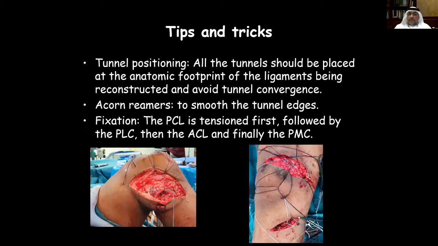Then you have to plan, and you have to know the tunnel position. All the tunnels should be placed in the anatomic footprint of the ligament being reconstructed. And you have to avoid, again, tunnel convergence. Sometimes I use the acorn reamers to smoothen the edge, so when the graft slides in, it is not injured at the time of insertion. And then fixation, as we said, PCL first, then PLC, then ACL, and finally the posterior medial corner.